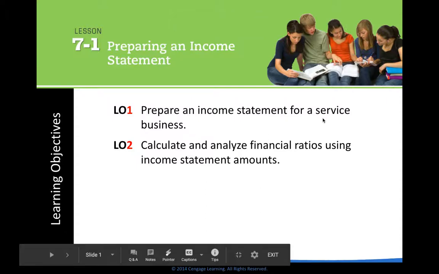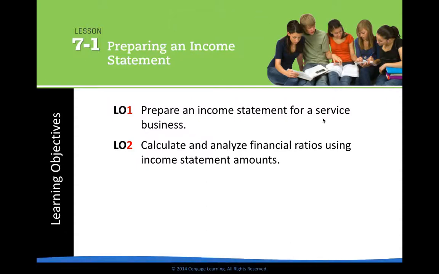For Section 7-1, Lesson 7-1, we are going to be preparing an income statement. We've done all the legwork in Chapter 6 by preparing those columns on our worksheet. So really, it's just a matter of getting it into our income statement. And then finally, we're going to calculate some financial ratios.